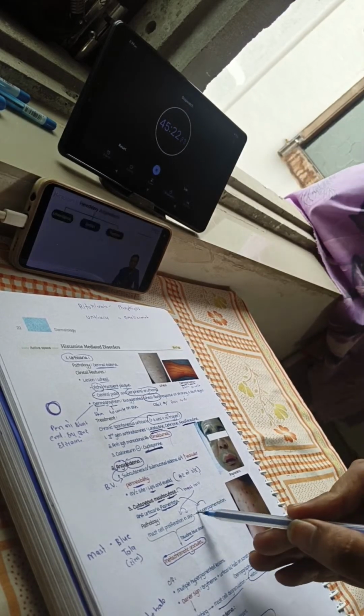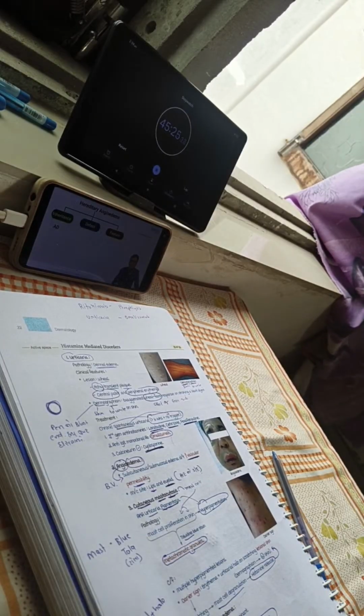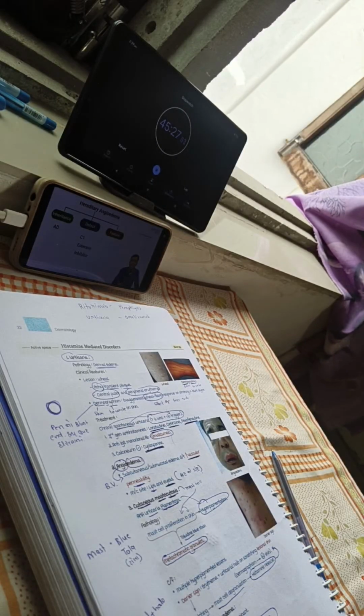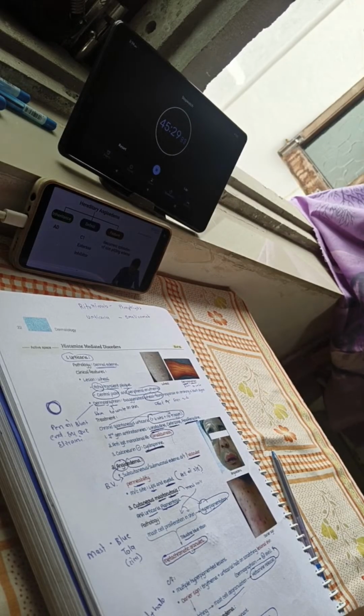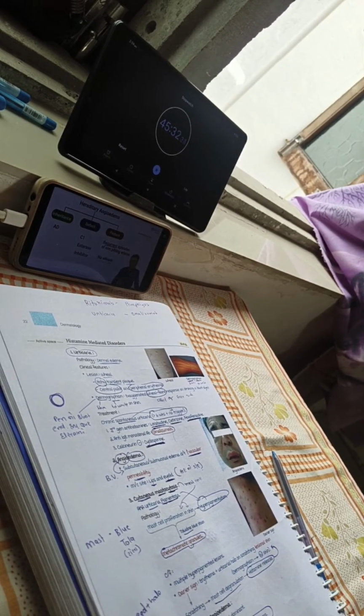We now move on to the next topic of hereditary angioedema, which is an autosomal dominant disorder. It involves the complement system, and the defect here is in C1 esterase inhibitor. And here, how does the patient present? Recurring episodes of non-pitting edema with no urticaria. Then think of hereditary angioedema.